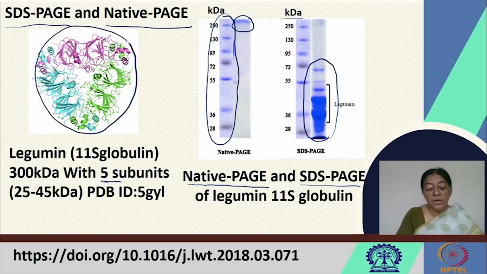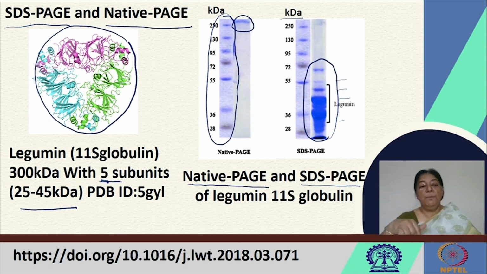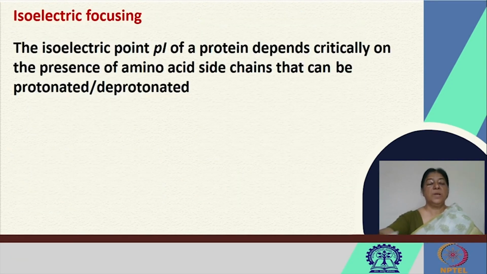The protein is no longer in its multimeric form, and we look at the different bands corresponding to the different subunits, in this case 5 of them, that range in molecular weight from 25 to 45 kilodalton. So this is a typical method by which we can determine the molecular weights of proteins, and it is extensively used in protein chemistry laboratories to find out the molecular weight of proteins.